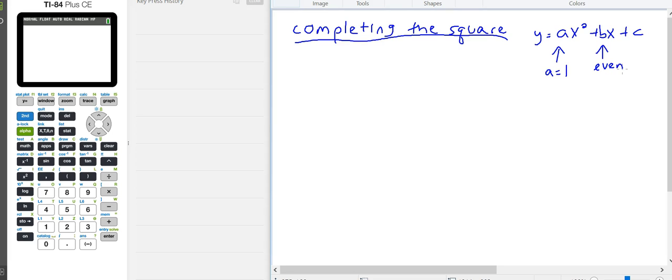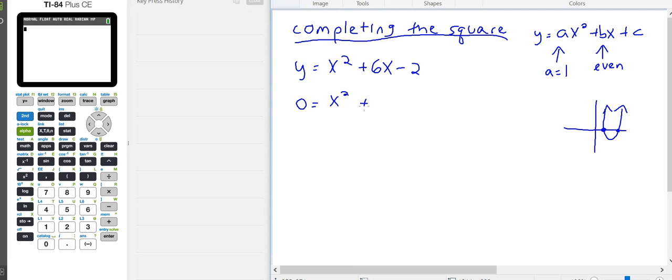But if your a value is not 1 and you can't make it 1 by dividing the whole equation by some number, you cannot use the method of completing the square. Let's look at an example. y equals x squared plus 6x minus 2. Whenever we're solving a quadratic equation, what we're really solving for are the roots or the x-intercepts of that graph. Whenever we're solving for the x-intercept of any graph, we want to set y equal to 0. 0 equals x squared plus 6x minus 2.